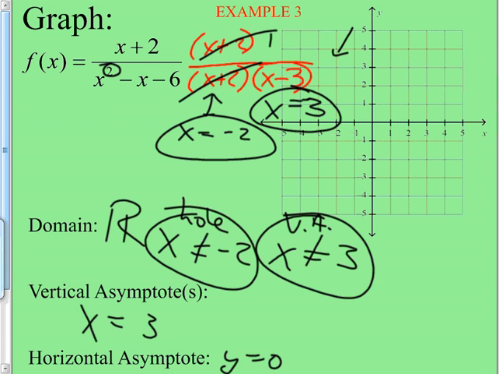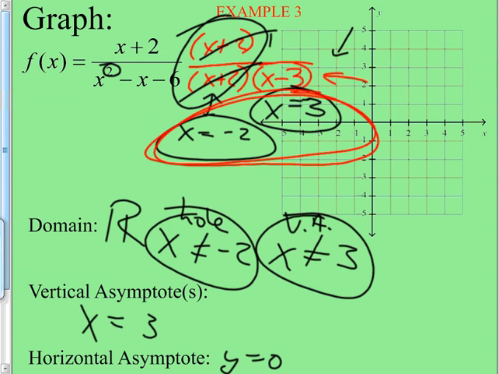All right, the verticals are the ones that come from the base. These guys, the things that make the base 0, those are the ones that give you the verticals. The horizontals are the ones Bob tells you. Okay, the one that cancels on the top and the bottom, that's the hole. If anything will cancel, that's creating a hole. Yes? You can have a vertical and a hole. They just can't be at the same place. Okay, so this one was the hole, and this one's the vertical.